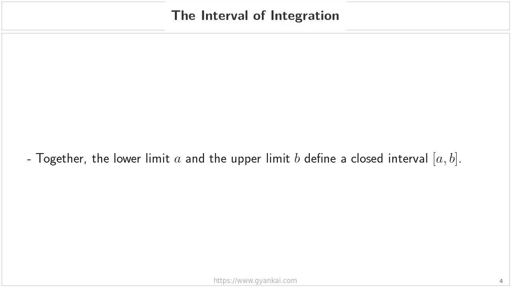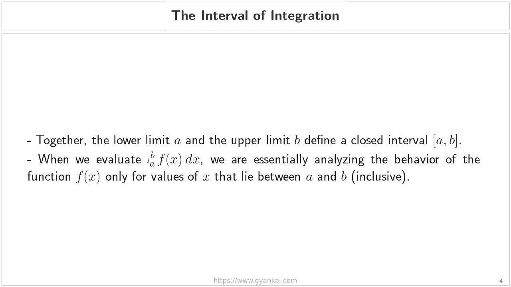Firstly, it states that together, the lower limit a and the upper limit b define a closed interval, written as [a, b]. Think of it like drawing a line segment on the x-axis. A is where the segment starts and b is where it ends. The brackets signify that we include both a and b in our consideration. It's a closed interval, meaning it includes the endpoints.